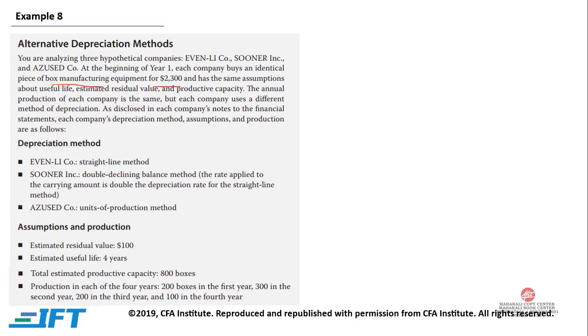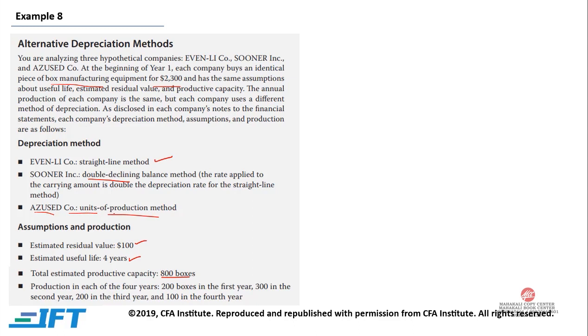The annual production of each company is the same, but each company uses a different method of depreciation. As disclosed in each company's notes to financial statements, each company's depreciation method, assumptions, and production are as follows. Evenly uses the straight line method, not surprisingly because of the name. Sooner uses double declining, again not surprising. And Asused is using the unit of production method. Residual value is 100, estimated useful life 4.